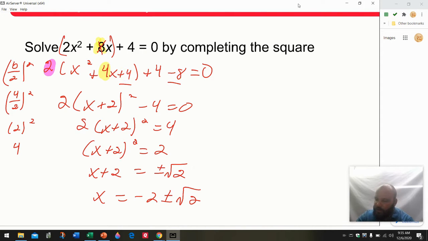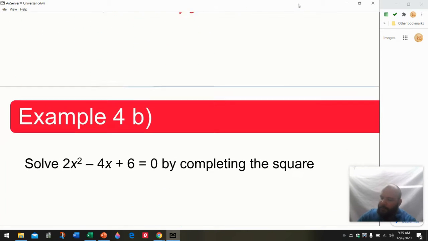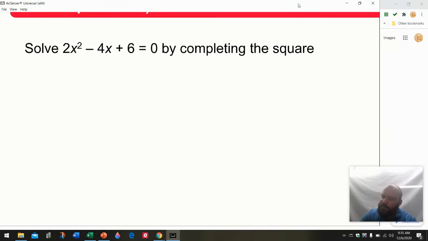So we'll do a couple more. Hopefully they will make more sense as we do a couple more of these. Okay, so another one. You can see, once again, there's a 2 right there. That can't be a 2. If it is a 2 or any other number besides 1, we need to factor it out first. So we do start out the same. We group the x terms together, and then I'm going to factor the 2 out.